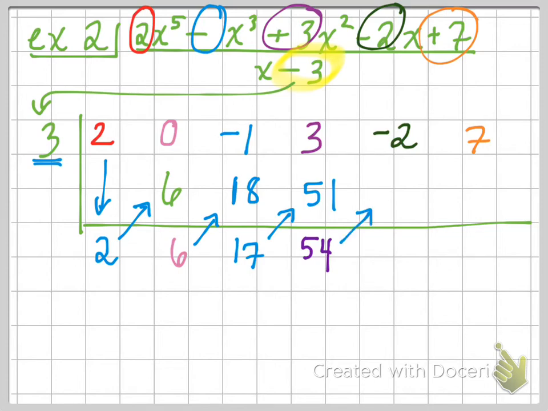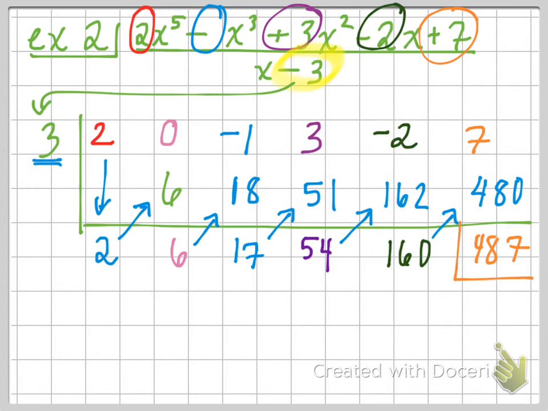Now I'm doing 54 times 3. My numbers are getting bigger, but that is okay. 54 times 3 is 162. 162 plus negative 2 would be 160. And 160 times 3 is 480. 480 plus 7 is 487. Now that 487 is my remainder.